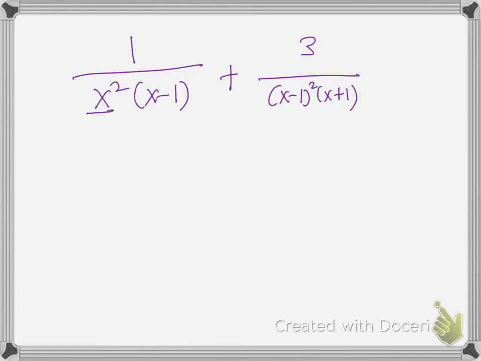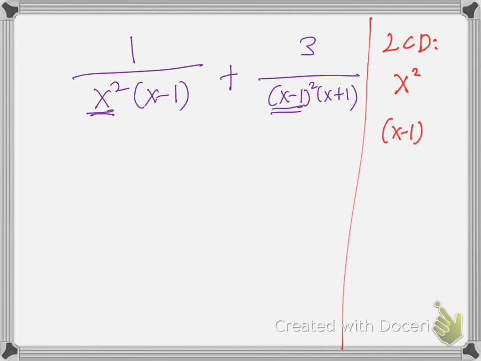Here is x times x, here is x minus 1 times x minus 1. So now how to find LCD? For each linear factor, we list the higher exponent. So for x, we want x squared. For x minus 1, we want x minus 1 squared. For x plus 1, we want x plus 1.